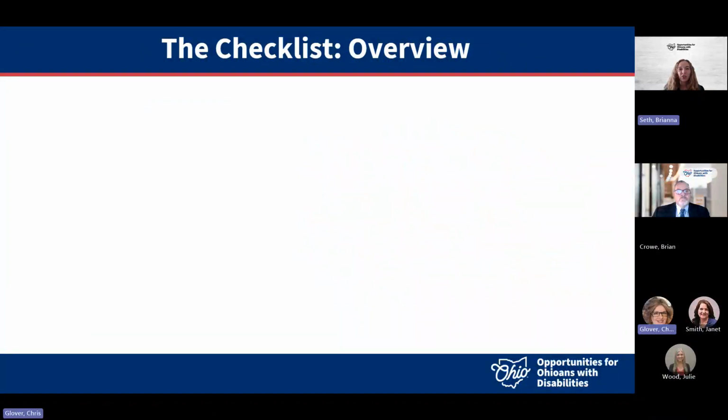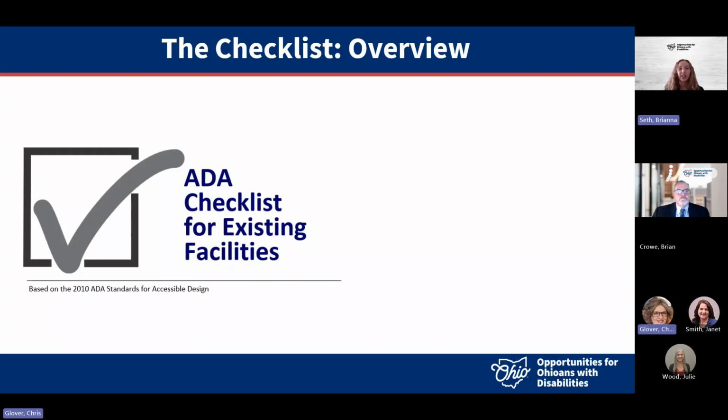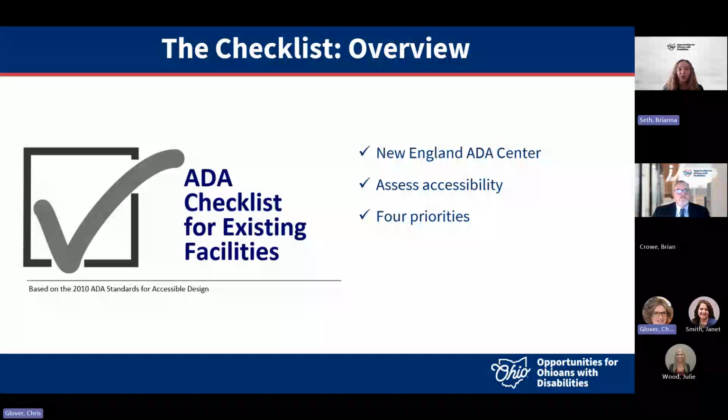Another resource available to support the accessibility journey is the ADA checklist for existing facilities provided by the New England ADA Center. This tool helps organizations assess the accessibility of their built environment. The checklist is based on the standards and contains 4 priorities. Priority 1 is approach and entrance, which considers things like parking, accessible routes, ramps, and more.